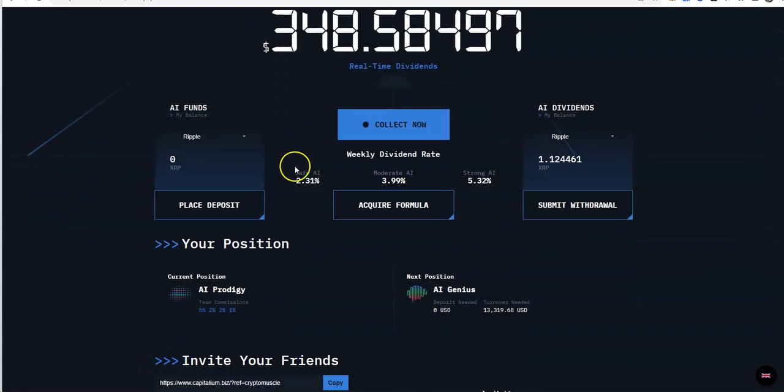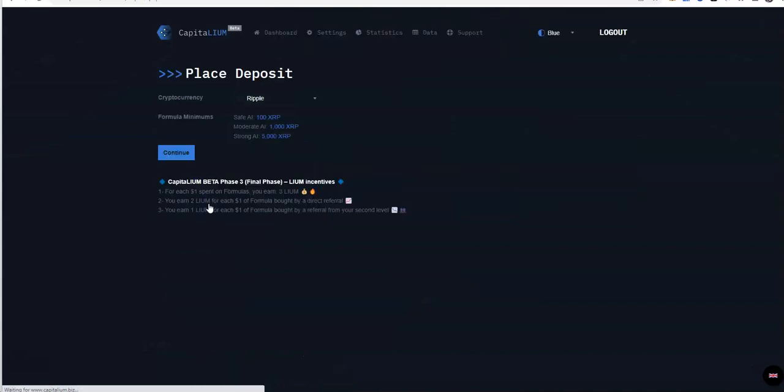Pretty easy to get started. For example, you look at the funds. So you want to place a deposit, you want to get started. These are the minimums. Let me go to the dollars. It's easier to look at it that way. So safe AI is $100 minimum, moderate AI $1,000 minimum, strong AI $5,000 minimum.